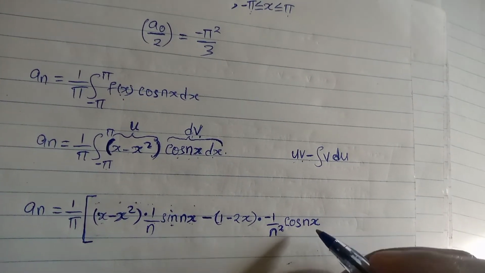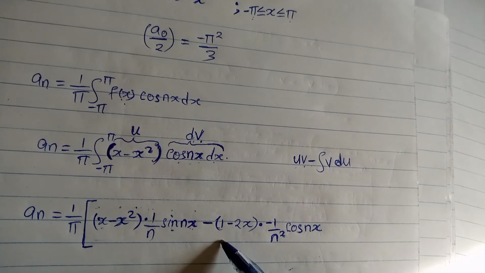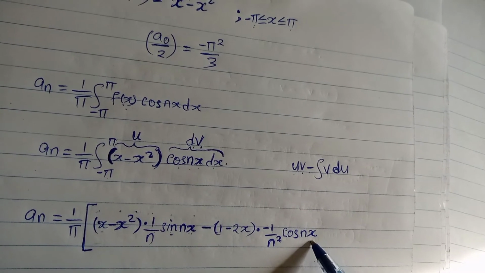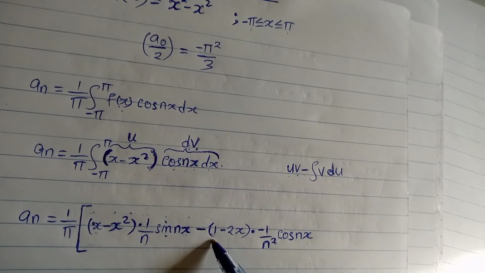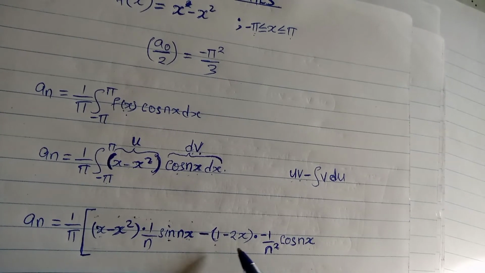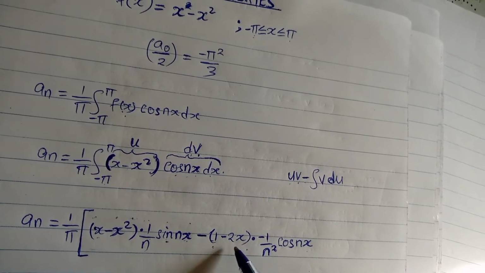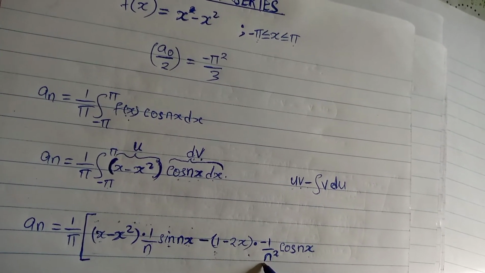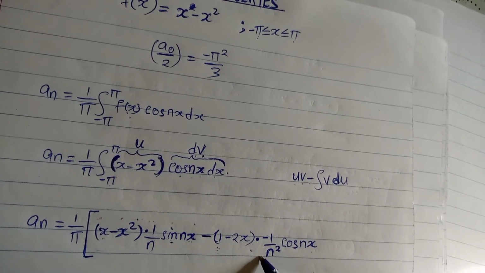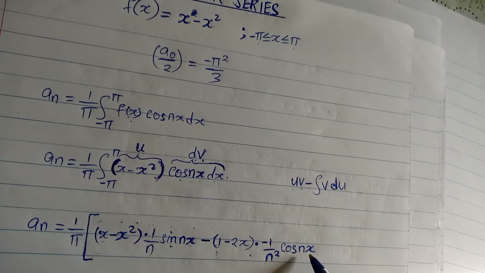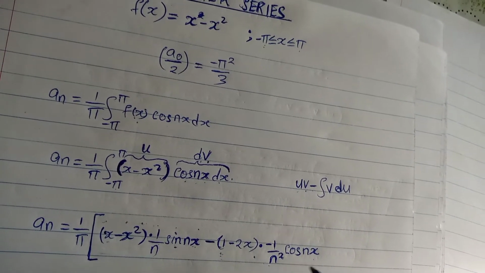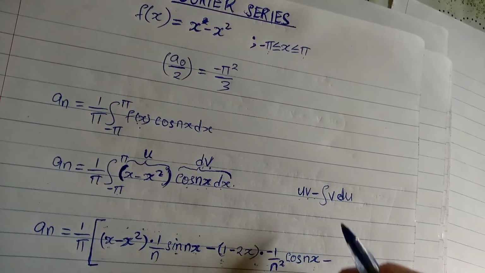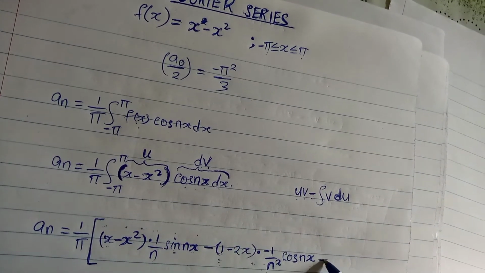Once you are through with that, you come here again, from where we have 1 minus 2x to where we have cosine nx. So what we are going to do, we will differentiate again the term 1 minus 2x with respect to x and integrate the part negative 1 over n squared cosine nx with respect to x. So we differentiate this as we integrate this. Still we put our subtraction there. This is our subtraction we are following.